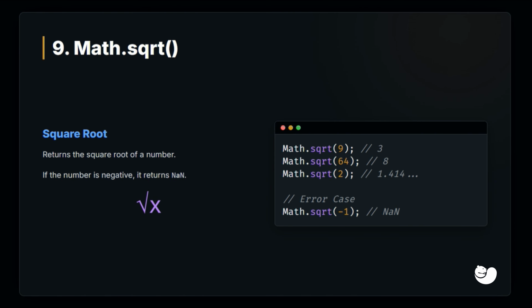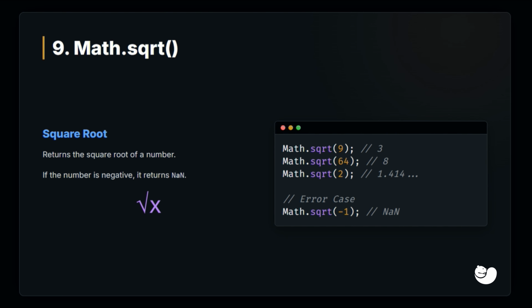The inverse of squaring a number is finding its square root, and math.sqrt performs this calculation efficiently. If you pass it 9, it returns 3. This function is a cornerstone of geometry and trigonometry, essential for calculating diagonals, distances, and areas. However, it strictly adheres to real number mathematics, meaning if you pass it a negative number, it will return NaN instead of an imaginary number. This not-a-number result is a signal that your input data might be invalid or corrupted.